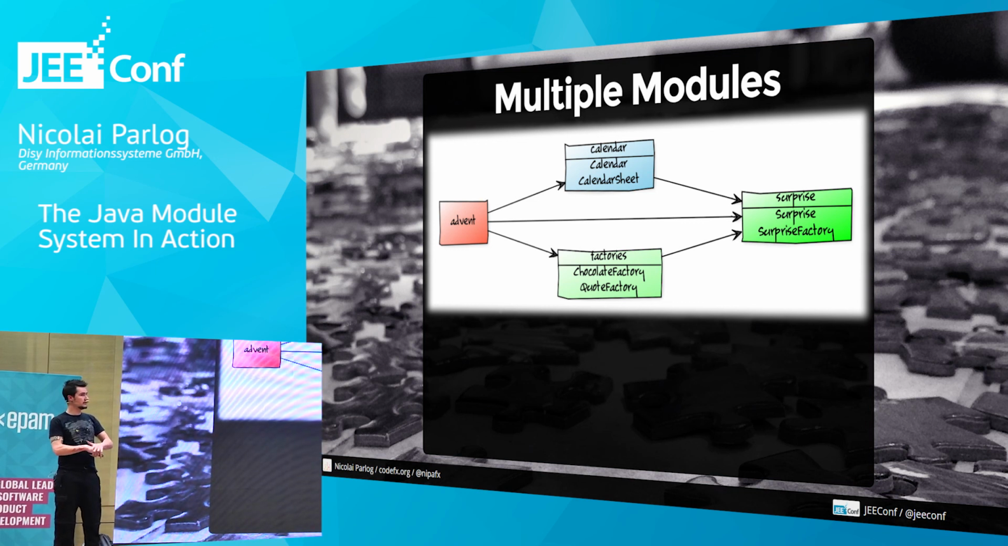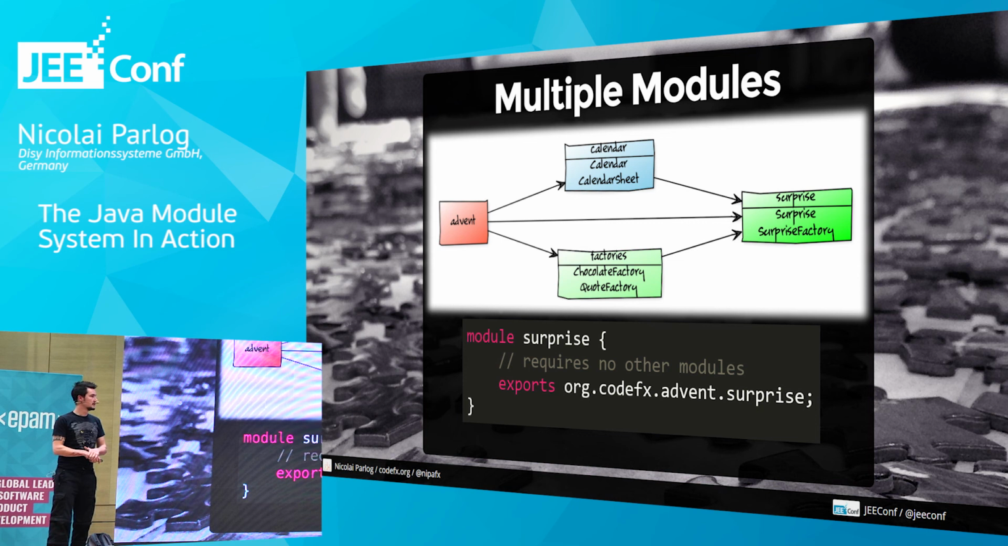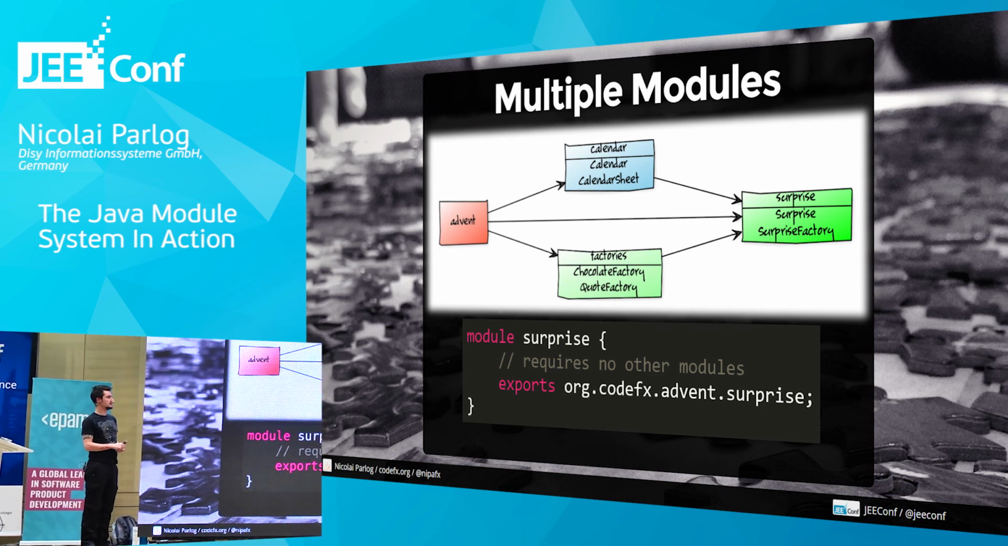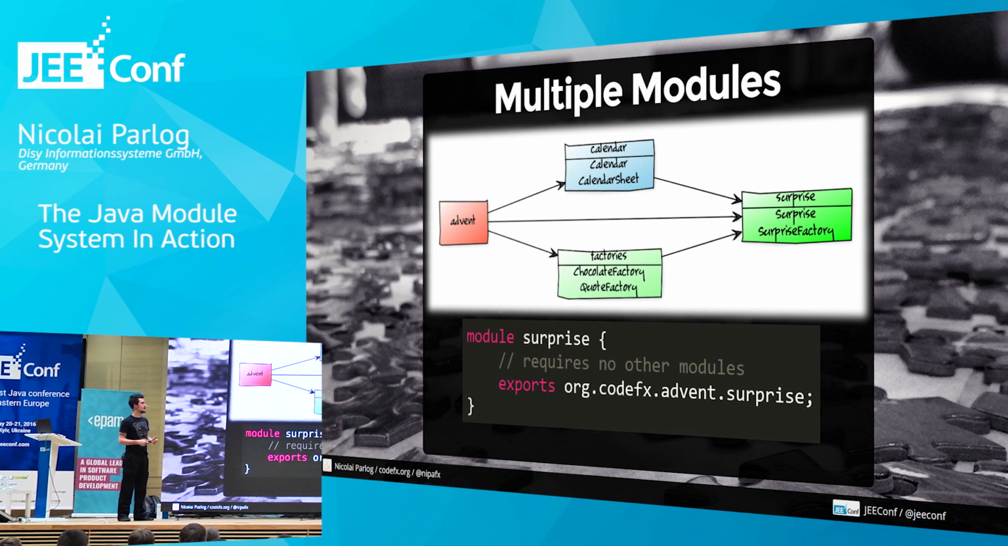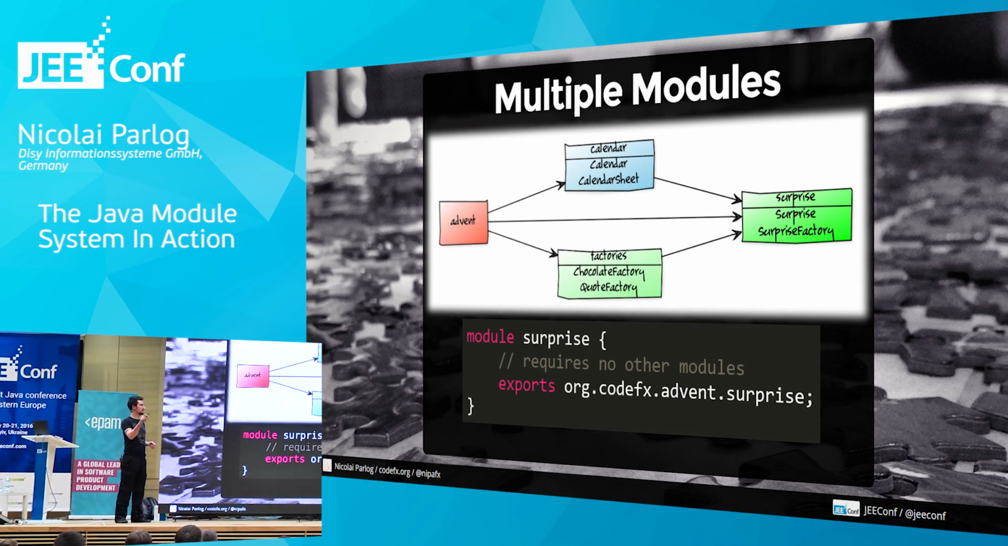Okay, so let's look at some module descriptors. Let's start on the right with surprise. Surprise uses nothing else. It uses Object, but we already had that. So we require nothing, but it exports the package that contains those two interfaces. And then calendar requires surprise and exports another package.